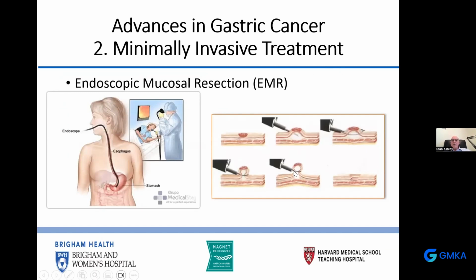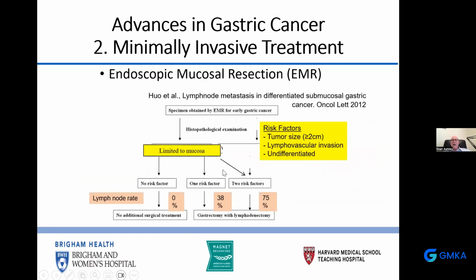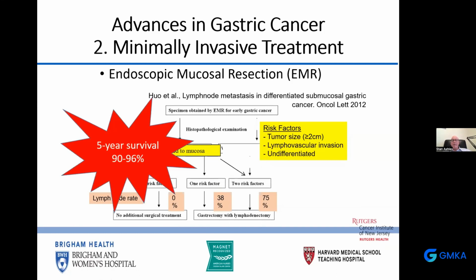So endoscopic resection, we are doing increasingly for T1 and T2 tumors. Low morbidity, patients get out of the hospital quickly, they need close follow-up, etc. And this is kind of the algorithm. We look at the specimen. If it's greater than 2 centimeters, there's evidence of lymphovascular invasion, or it's undifferentiated, and we think they need additional treatment, then gastrectomy and lymphadenectomy. Those are the rates of positive lymph nodes with those risk factors. For those no-risk-factor patients, there's a 5-year survival of 90 to 96%.